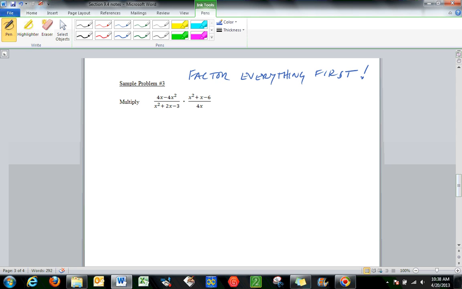And then keep in mind, if you're multiplying these two together, that's basically the same thing as writing them all together on top and on bottom. So there's no need to combine these together and make some real difficult polynomial to factor once you multiply them together. Just factor everything first, and then we can break it down from there. So for sample problem number 3, go ahead and try to work all 4 parts, and then cancel out the common factors, and then reduce as much as possible. Okay, so go ahead and try that problem now.